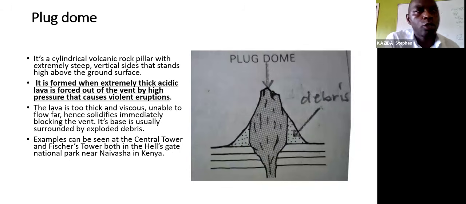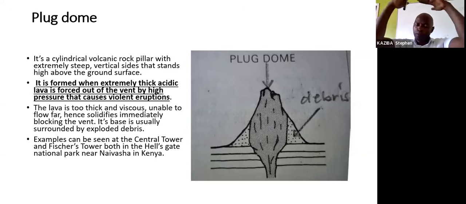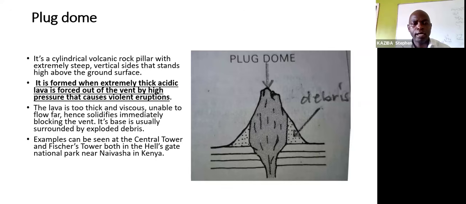Then you go to a plug dome. So a plug dome, unlike a volcanic neck where the material solidifies within the vent, this one, the material is extruded out violently as a rigid cylindrical mass. Like if you look at the shape of an eggplant, the way it looks. So the material comes out in that shape amidst hot air and gases.